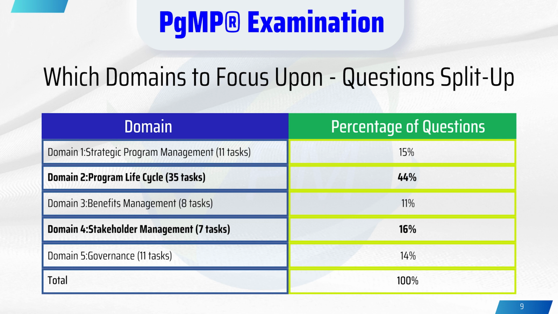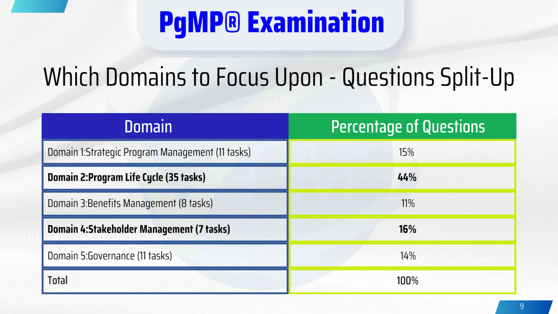Now, many people ask: how many questions, what type of questions, and what are the different domains? If you have not seen the exam content outline for PgMP and PfMP, you should. There's a free download from PMI. This is where you're going to learn the number of questions from each domain and each subdomain, if you're talking about program management.